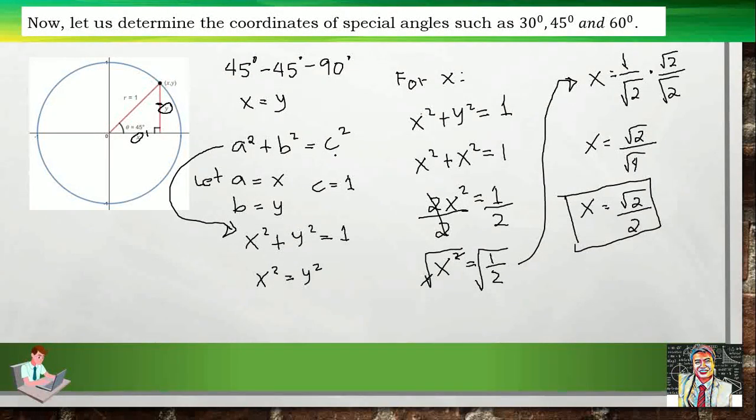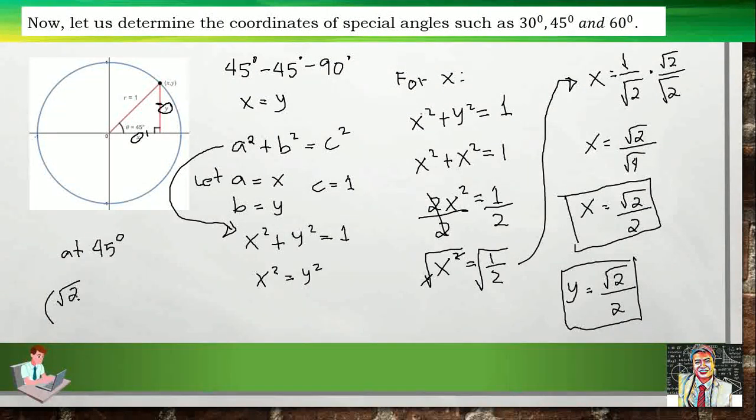Yung x natin, wherein x is equivalent sa y. Tama? Equal sila eh. So, kung square root of 2 over 2 ang x, so therefore, y is also square root of 2 over 2. Kasi nga, equal silang dalawa. So, therefore, ang coordinate natin at 45 degrees, that is square root of 2 over 2 and square root of 2 over 2. Yun.